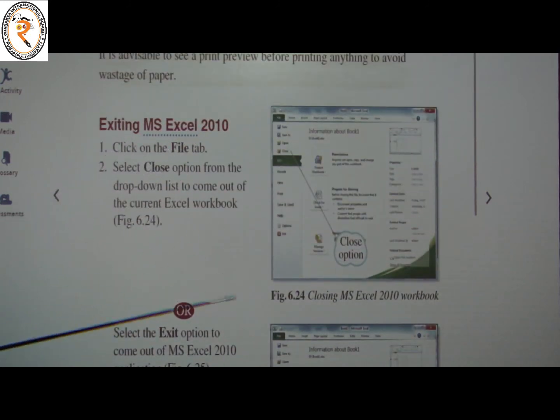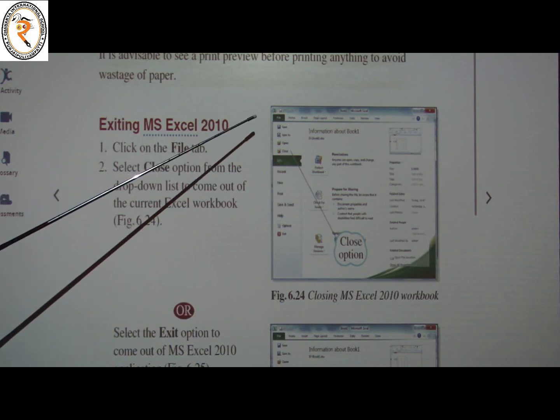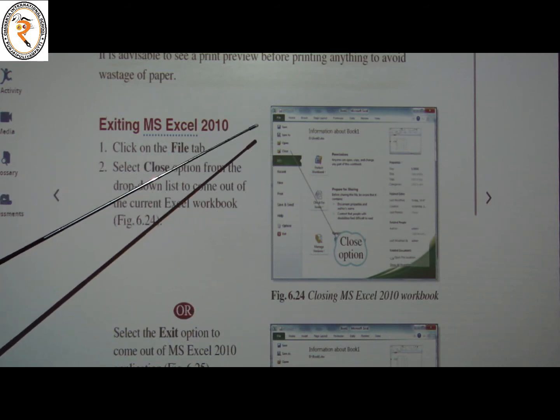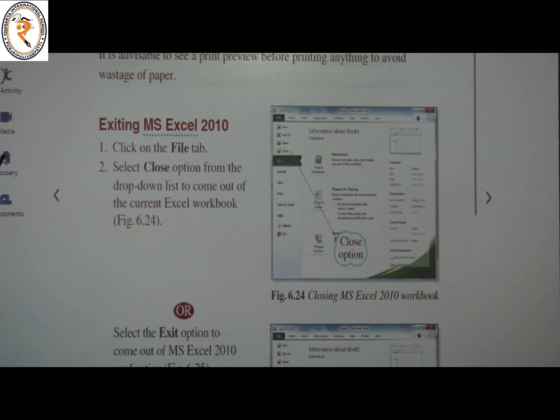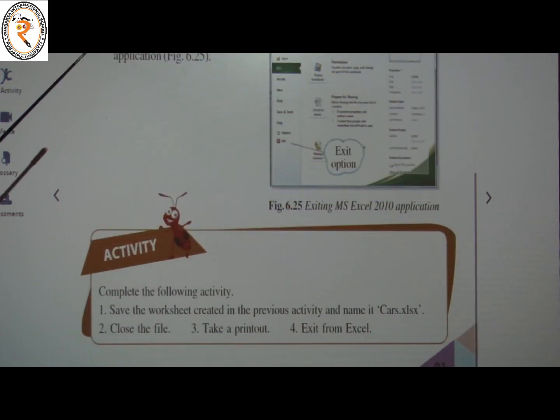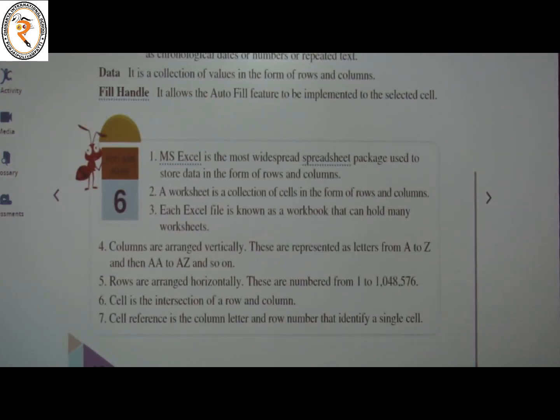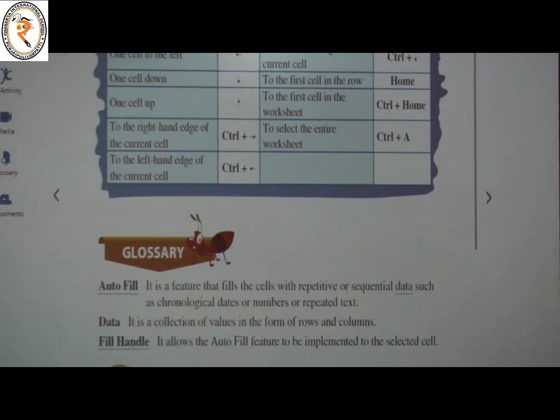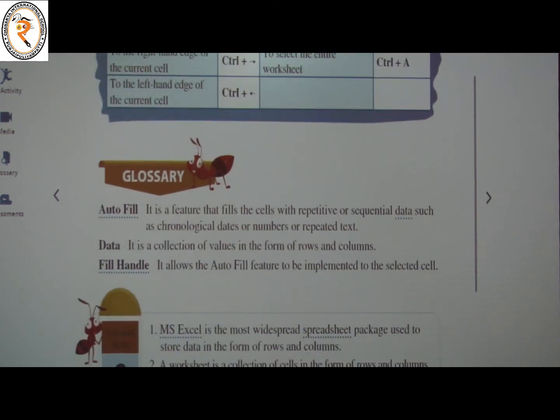So exiting MS Excel. How to come out of MS Excel? I have told you how to enter into MS Excel. Let us see how to come out of MS Excel. Click on the file tab, close option. The file tab, close option will be there. Otherwise, you have to click on the exit option. So the close option or the exit option will be there. By clicking on that, we can quit MS Excel.